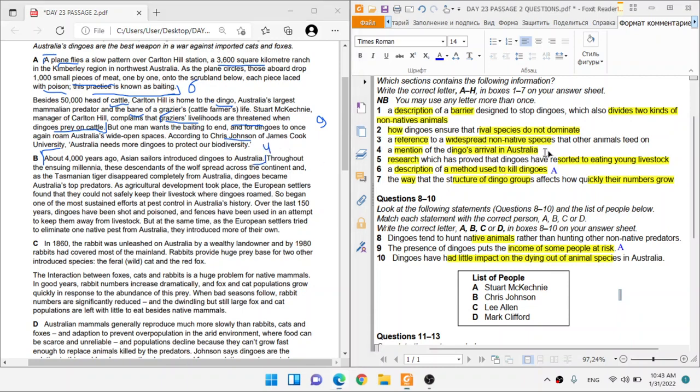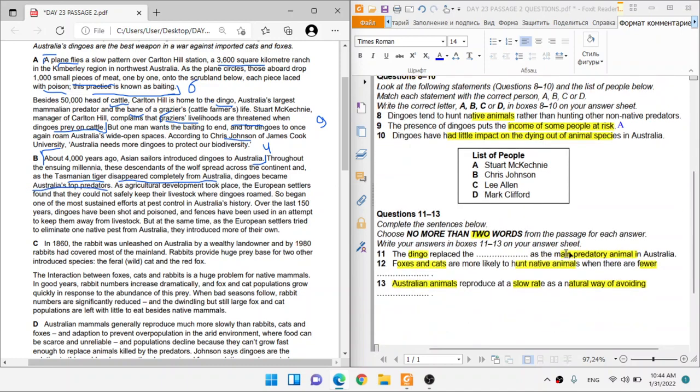Their arrival was made possible by Asian sailors. Throughout the following 1,000 years, these descendants of the wolf spread across the continent, and as the Tasmanian tiger disappeared completely from Australia, dingoes became Australia's top predators.